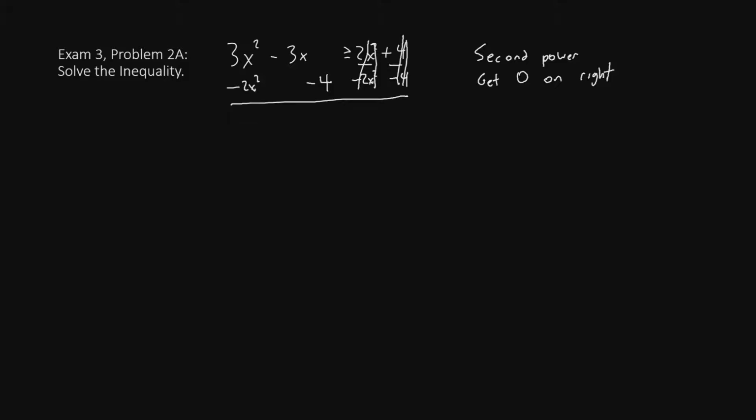Let's look at what we have left. That's going to leave 0 on the right. And on the left, we have 3x squared minus 2x squared, for just x squared minus 3x minus 4. So now we're going to factor what we have left.